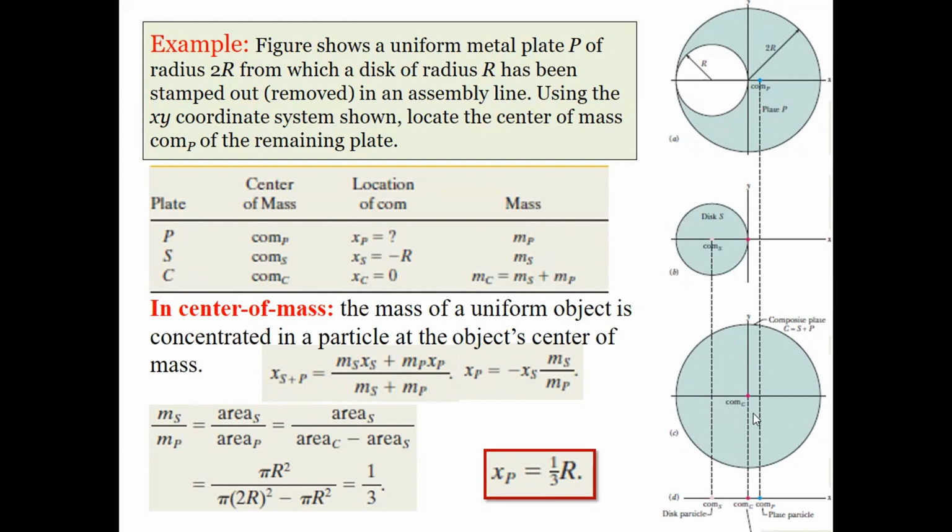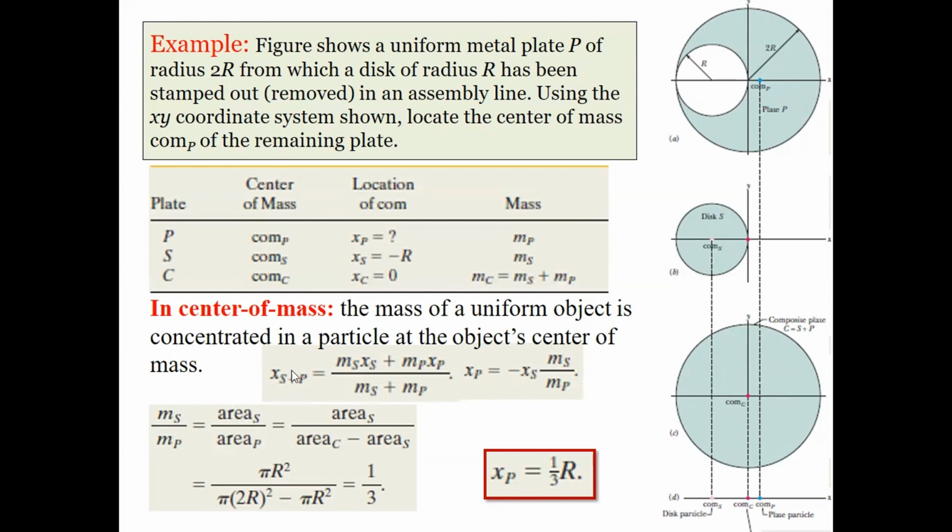Similarly, we have a plate C, the composite plate, which contains everything. That is the plate for which we are trying to figure out the center of mass, together with the part that has been stamped out. For the composite plate C, x C is at the origin, 0, and the mass is given as m S plus the mass of the plate m P.